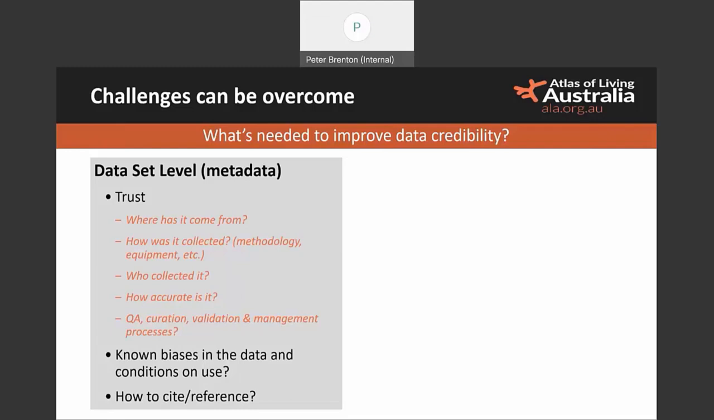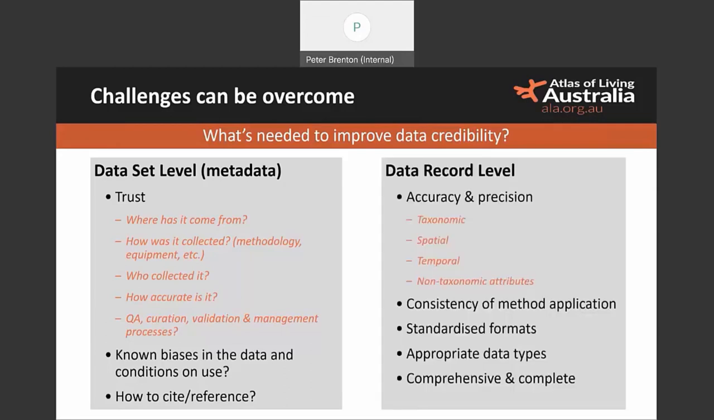So the metadata describes all of these things. If it's not properly described, then it makes it difficult for downstream users to be able to use these datasets. At the record level itself, so this is individual observations and associated information, information about the accuracy and precision of particular aspects of it.